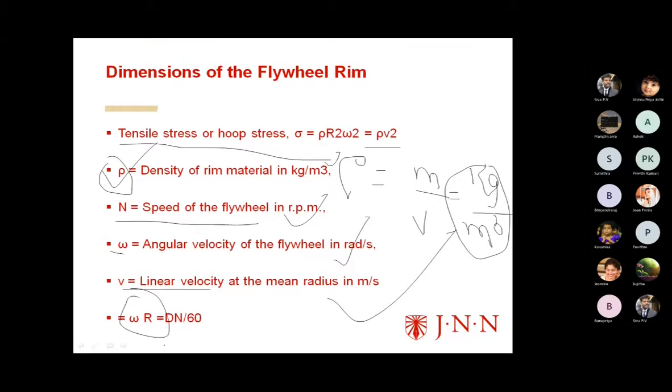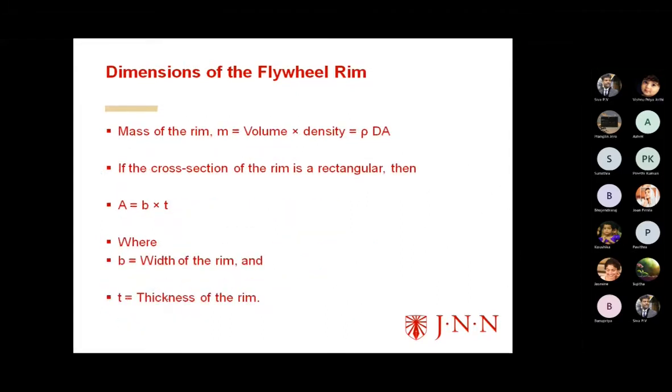Yesterday we discussed this. V equal to omega into R is equal to pi D N divided by 60, where D is the diameter of the flywheel ring and N is the speed. The mass of the rim, m, equals volume times density, so rho into pi D A. If the cross section of the rim is rectangular, then A equal to B into D, where B is the width of the rim and T is the thickness of the rim.